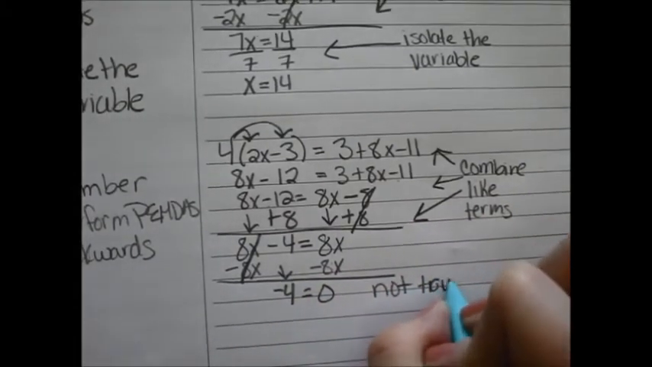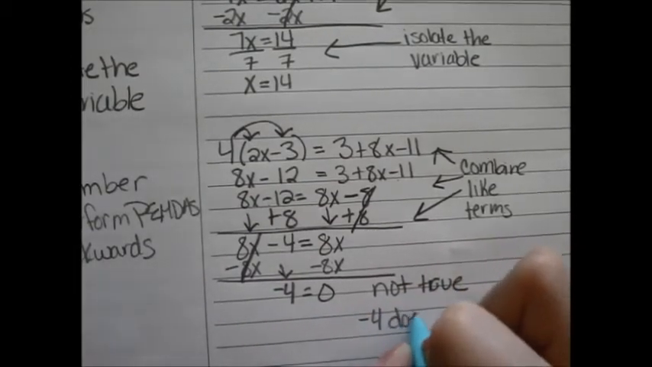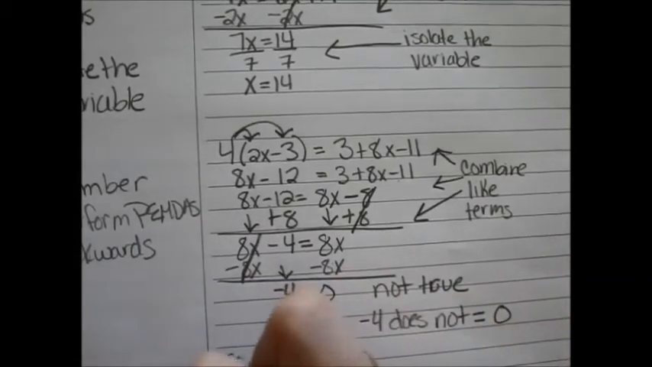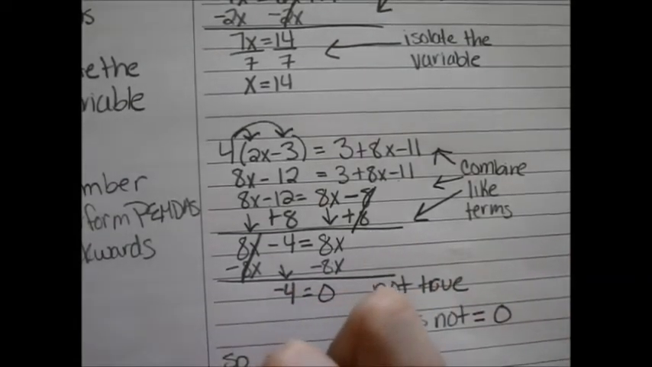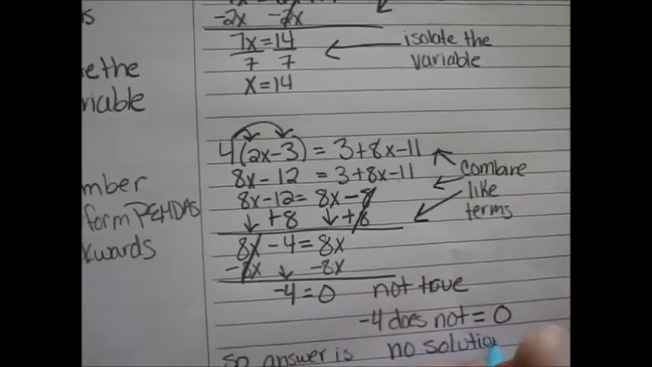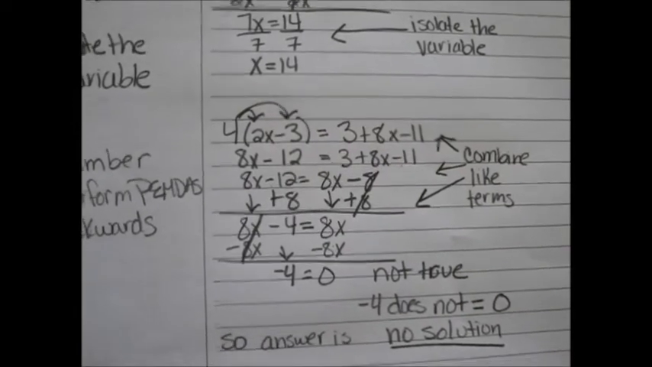But in this case, I actually cancel out all my variables and I end up with negative 4 equals 0 because 8x canceled out on both sides. Negative 4 does not equal 0. It's not a true statement. So therefore, in this situation, the answer is no solution. And this actually solves your essential question.